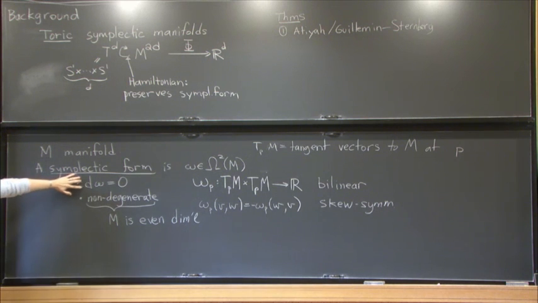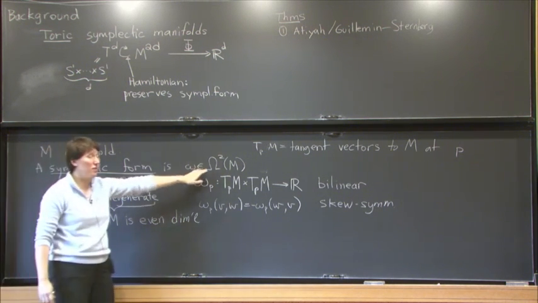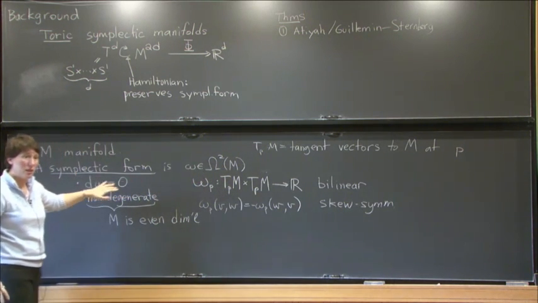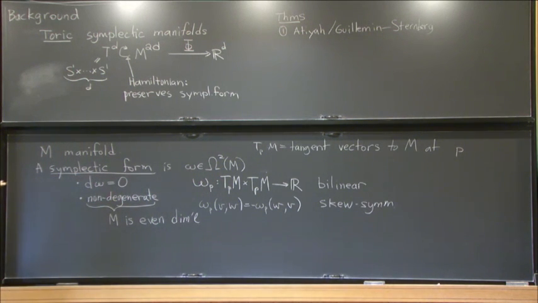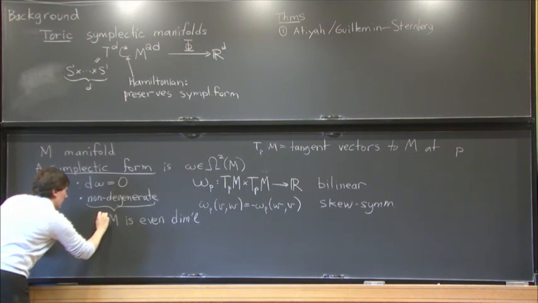So d omega, this is the derivative. The derivative has to be 0. This is the derivative in the sense of differential forms, so it's some notion of derivative. This is some sort of global condition. And so this says something interesting. I'll tell you in a second. But the first thing this says is that M is even dimensional.